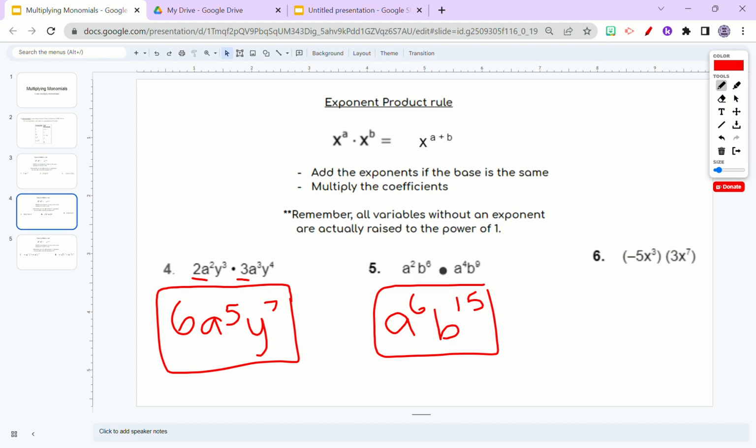Okay, and then number 6, we are going to multiply our coefficients. So negative 5 times 3 is negative 15. Then we have x to the 3rd and x to the 7th power. So then we have x to the 10th power. Okay, again, multiply the coefficients, keep the base, and add the exponents.